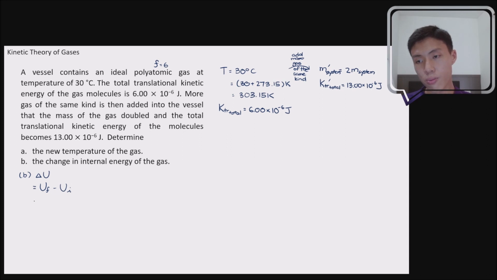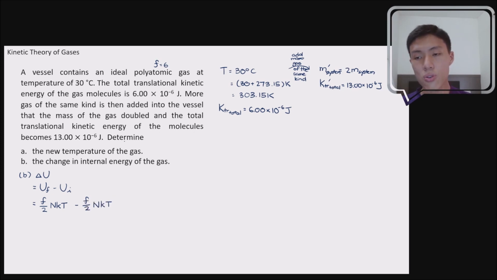So you learn from the concept videos that the internal energy can be determined using the degrees of freedom divided by 2 nRT or NkT, whichever you prefer. Okay, so you can write NkT, let's say, minus f over 2 NkT. Let's write it like this first.